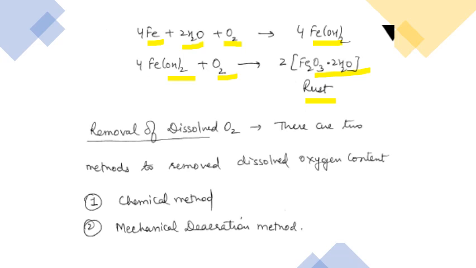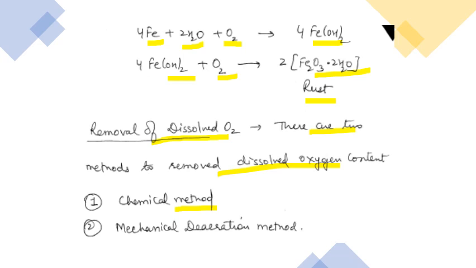So the dissolved oxygen should be removed from the water to avoid this problem. So how to remove the dissolved oxygen content from the water or the boiler feed water? This content should be removed before using it in the boiler. There are two methods to remove the dissolved oxygen. The first is the chemical method, means by adding chemicals we can remove the oxygen content which sets free under heating of the water.